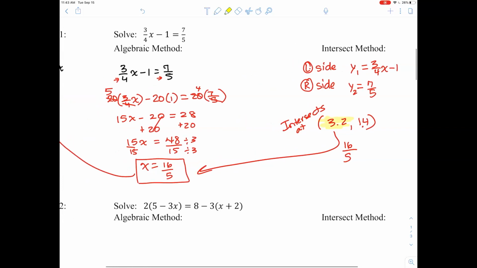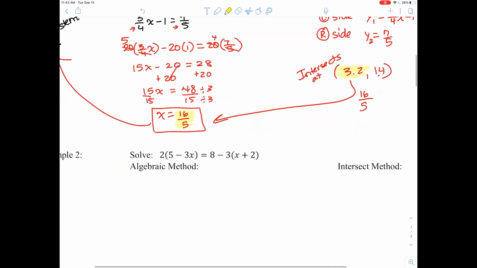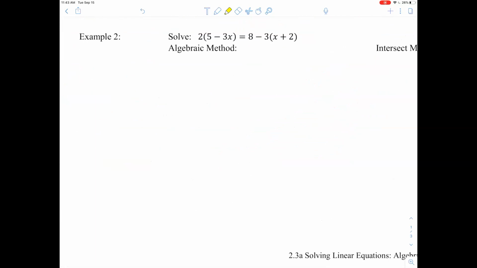My preference when you're typing these answers in, if I give you a problem that has fractions in it, you give me an answer that is a fraction, not a decimal. Okay? All right, so there's one example. Let's look at example 2.